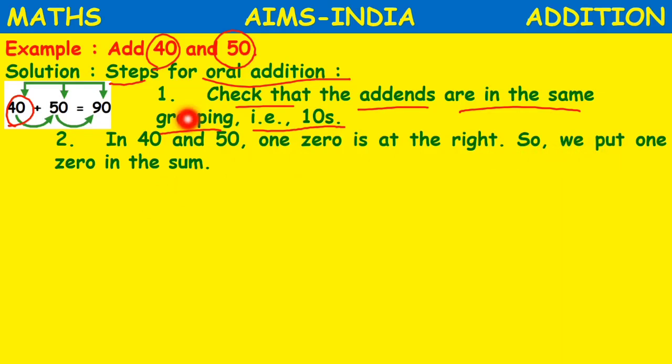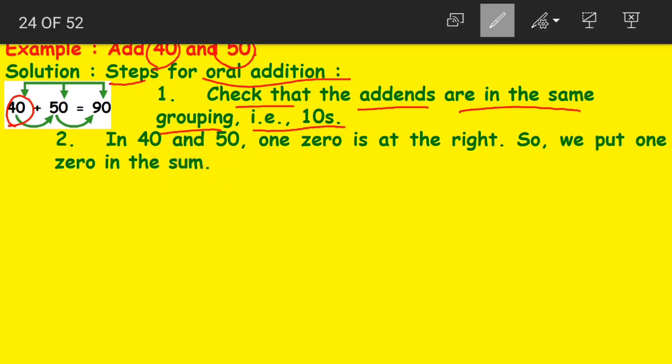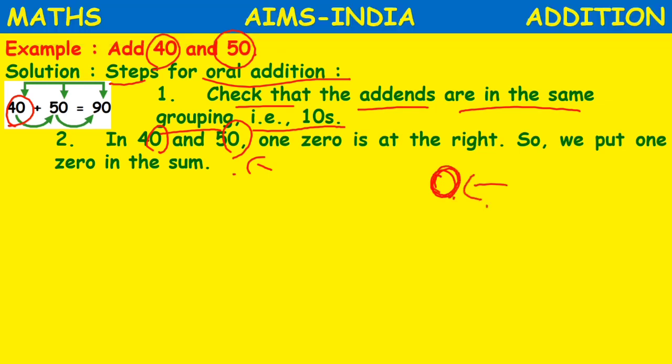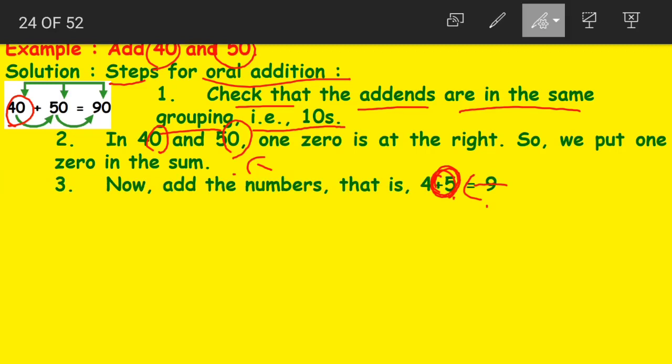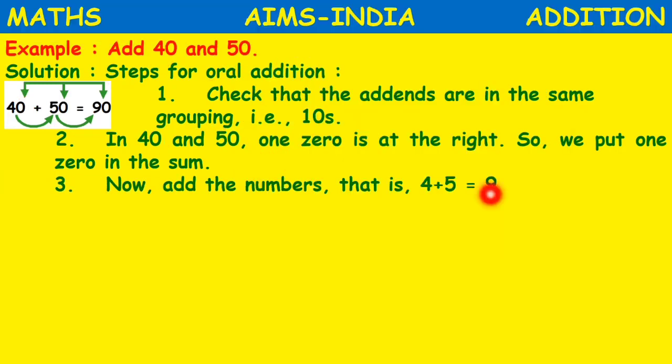If you look at 40 and 50, children, what is the similarity between both? Similarity means what is the same thing between both the numbers. 0. We are having 0 in both the numbers. In which place? In the first place from the right. So in our answer as well, we'll have 0 in the right. Yes, that would be the second step. Now coming to our third step, what will it be? Now add the numbers, that is 4 plus 5 is equal to 9.